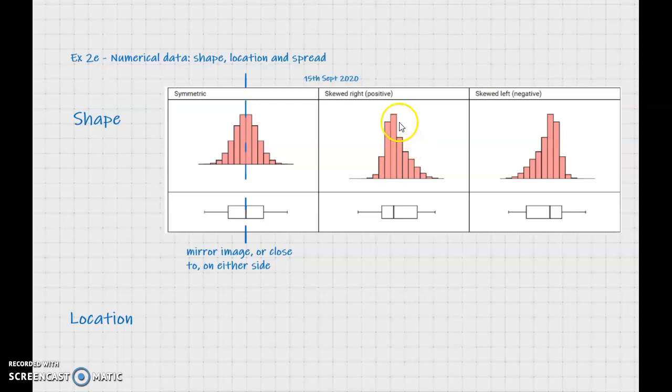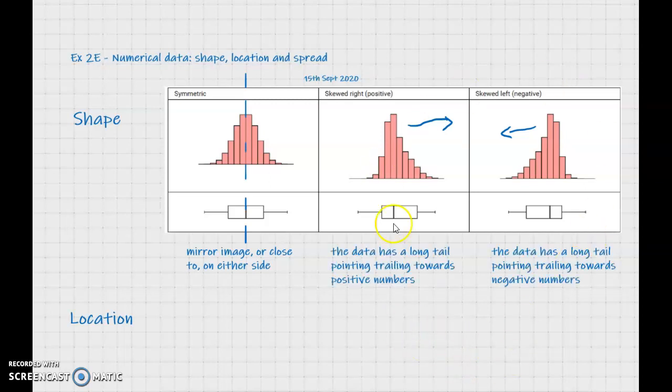Now we describe this one as being skewed positive because it's got a long tail that drags out towards the positive numbers, towards the bigger numbers. And the other one, because its long tail goes out that way towards the negative numbers, that's why we call it a negative skew. So again, it's very easy to recognize a skew, but remembering which one's positive, which one's negative, look at the tail. If it's going towards the bigger positive numbers, you've got a positive skew. If it's going down towards the negative numbers, you've got a negative skew.